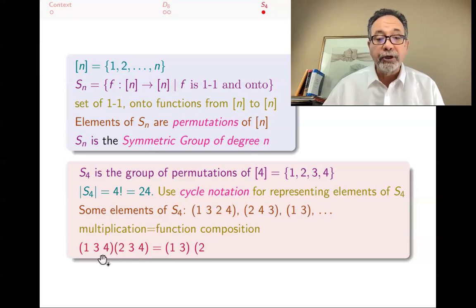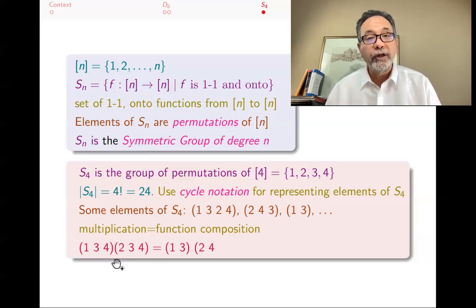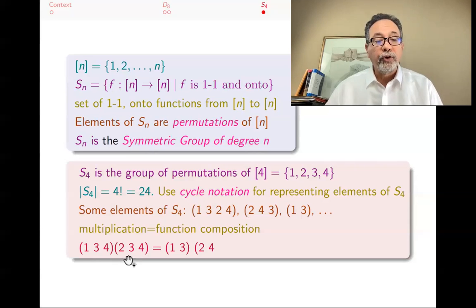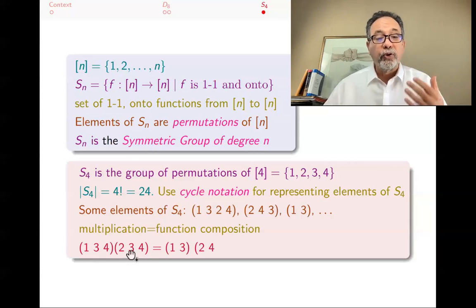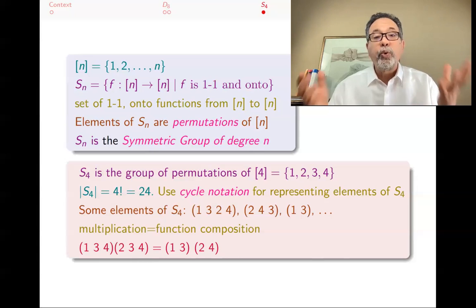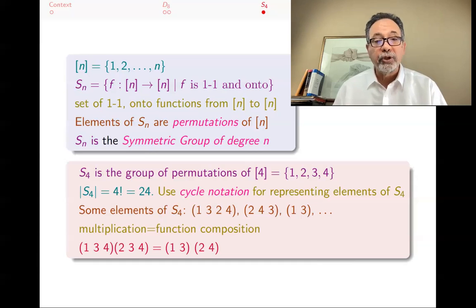In the next one, 3 goes to 4. So 2 goes to 4 in the product. And where does 4 go? 4 goes to 2. And in this second function, 2 is fixed. So 4 goes to 2, 2 goes to 2. So 4 goes to 2, and I'm closing the parentheses and I'm done. This group has 24 permutations of 4 things, and you combine them in this particular way.